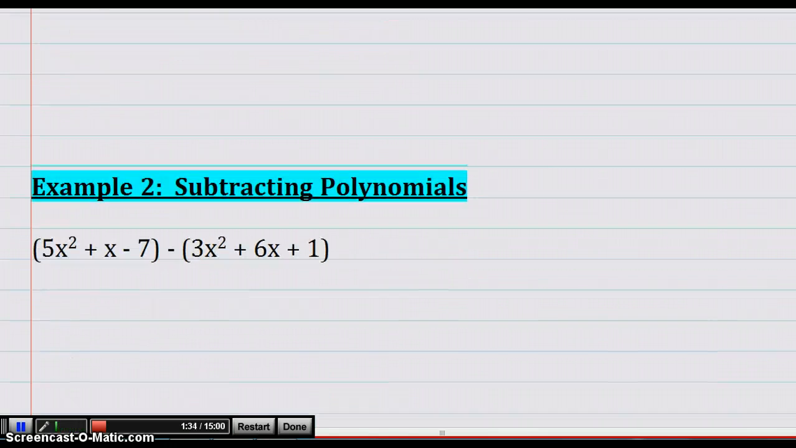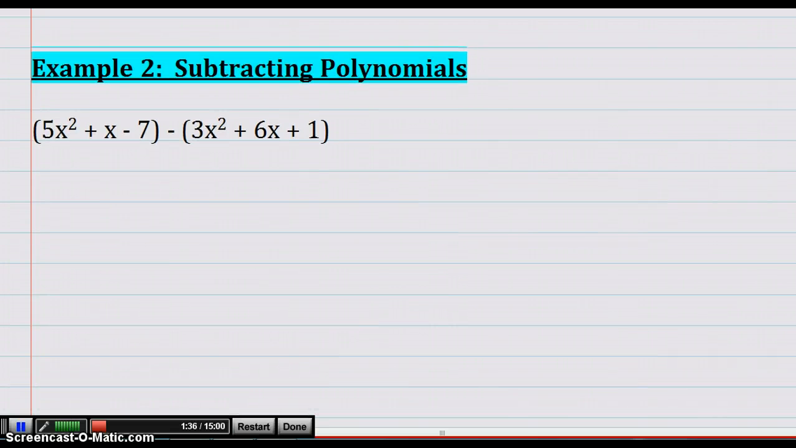Simple enough. Subtracting. Same sort of deal, except now you're subtracting. So I would do the same thing, write your second polynomial under your first one and put the like terms right underneath each other. So you're subtracting this entire polynomial. That's very important that you keep those parentheses there because we're going to have to distribute that negative.